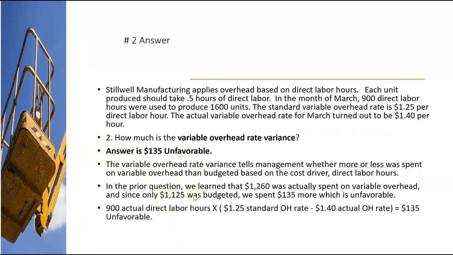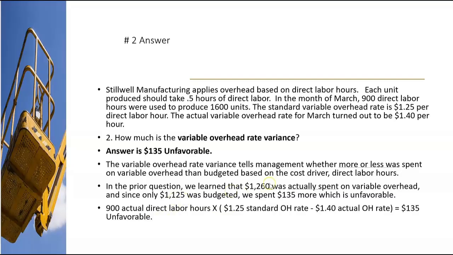Well, in the prior question, we learned that $1,260 was actually spent on variable overhead. And that's based on the 900 actual direct labor hours worked that they told us about, times the actual overhead rate of $1.40. That gave us the $1,260 that we actually spent. Now, how much was budgeted to be spent on variable overhead if 900 direct labor hours were worked? Looks like we should have spent $1.25 for every direct labor hour, or $1,125 should have been spent.